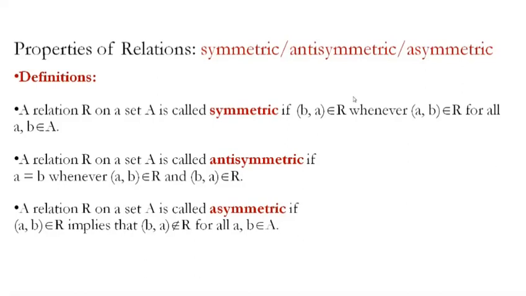A relation R on a set A is called symmetric if (b, a) belongs to R whenever (a, b) belongs to the same relation R, for all a, b belonging to A. A relation R on a set A is called antisymmetric if a is equal to b whenever (a, b) belongs to R and (b, a) belongs to R.